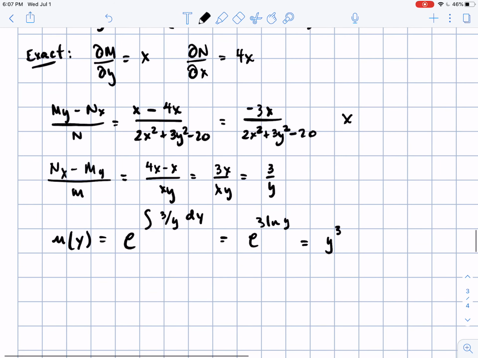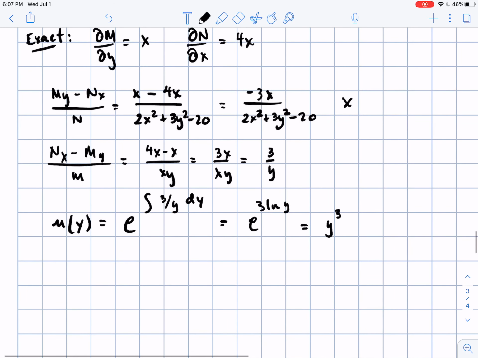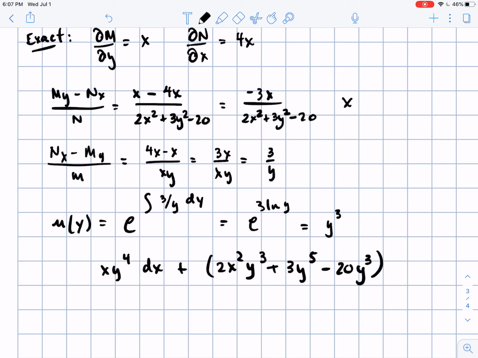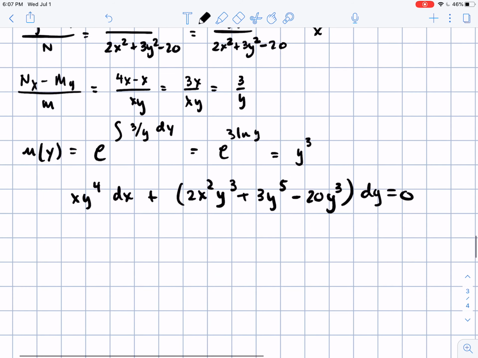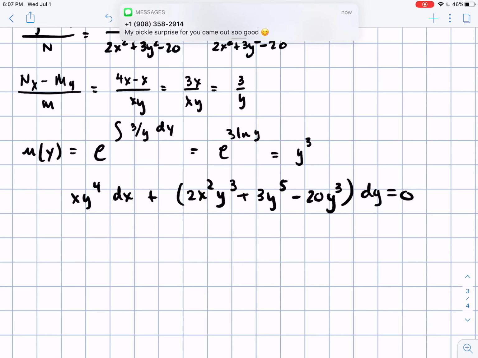Okay, you're going to multiply everything by y cubed. So what happens is we're going to get xy to the 4th dx plus 2x squared y to the 3rd plus 3y to the 5th minus 20y to the 3rd, and then dy. Okay, and that equals 0. So double check again though. Once you get all this done, if you use the right factor, then it should be exact.